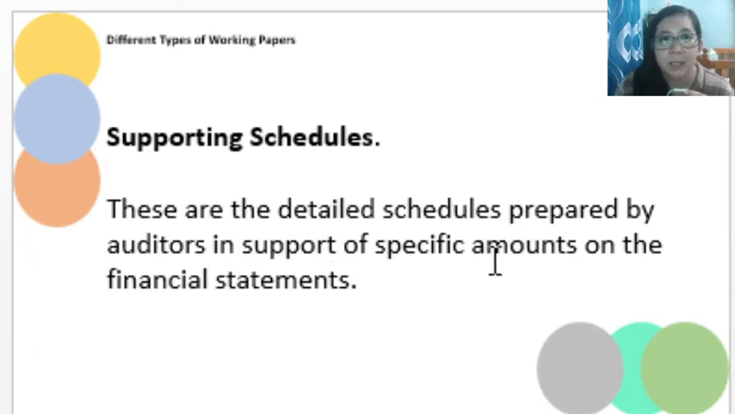Another type of working paper is supporting schedules. These are the detailed schedules prepared by the auditor in support of specific amounts on the FS. Meaning, these are the result again of the substantive procedures. For example, the auditor has recalculated a particular account balance. This is where that recalculation is usually placed, or this is the content of our supporting schedules.